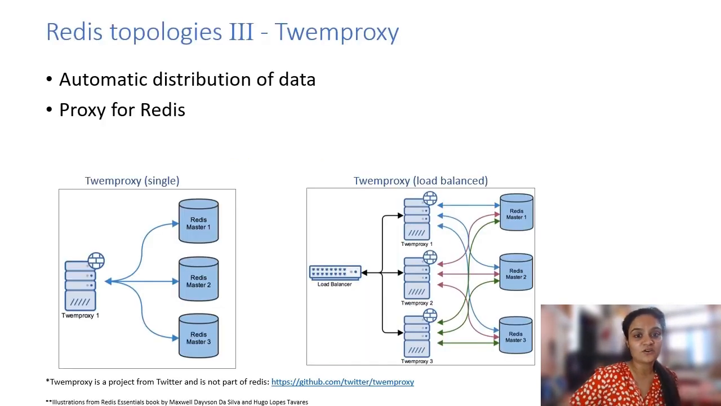Let's talk about Twemproxy. Twemproxy works as a proxy between the clients and many Redis instances. So it's able to automatically distribute the data among different standalone Redis instances. It supports consistent hashing with different strategies and hashing functions. Multi-key commands and transactions basically are not supported here. So this could be a combination of the first two: automatic distribution of data and proxy for Redis.